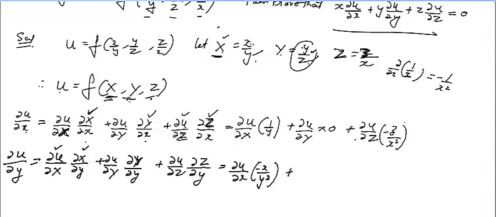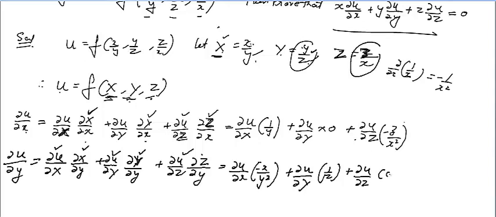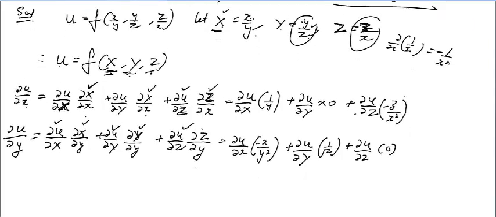So ∂u/∂Y, the derivative of y with respect to y is 1 over z. Now ∂u/∂Z, the derivative of Z with respect to y: you don't have any y in the z, so you will get 0. So you got the second thing.